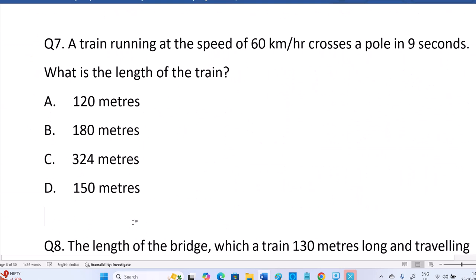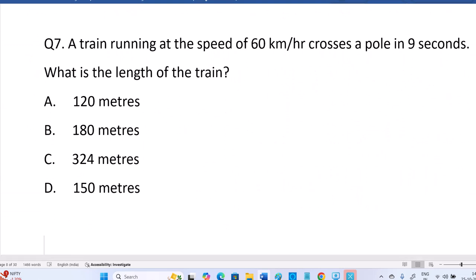Now, a time, speed, and distance related question. A train running at a speed of 60 km per hour crosses a pole in 9 seconds. What is the length of the train? Distance, speed, time. Time is 9 seconds.